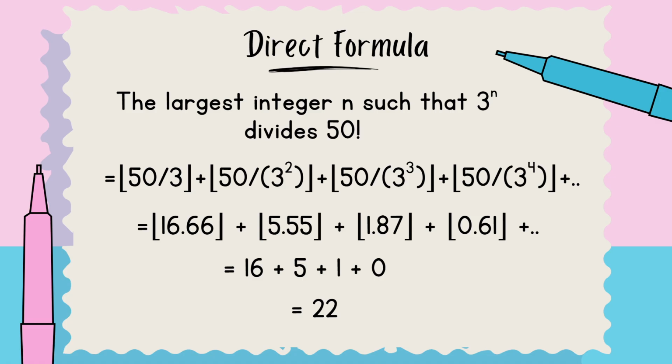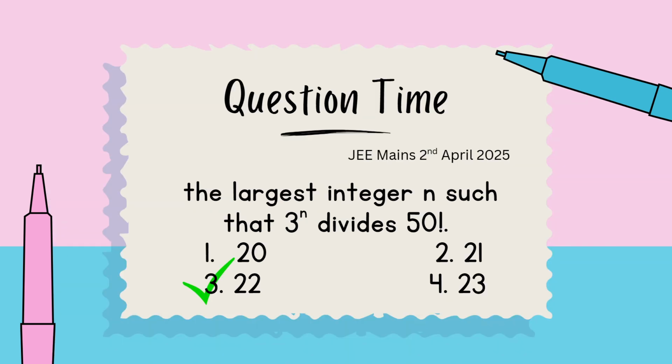Now, do you have to apply the same process every time? The answer is no. Since you know the formula, you can directly apply it and solve the problem under 30 seconds. Yeah, so the largest integer n such that 3 to the power n divides 50 factorial, we can directly calculate it with this formula. And that's how we will come to the answer, that is 22 in this case. Yay! So we got the answer.